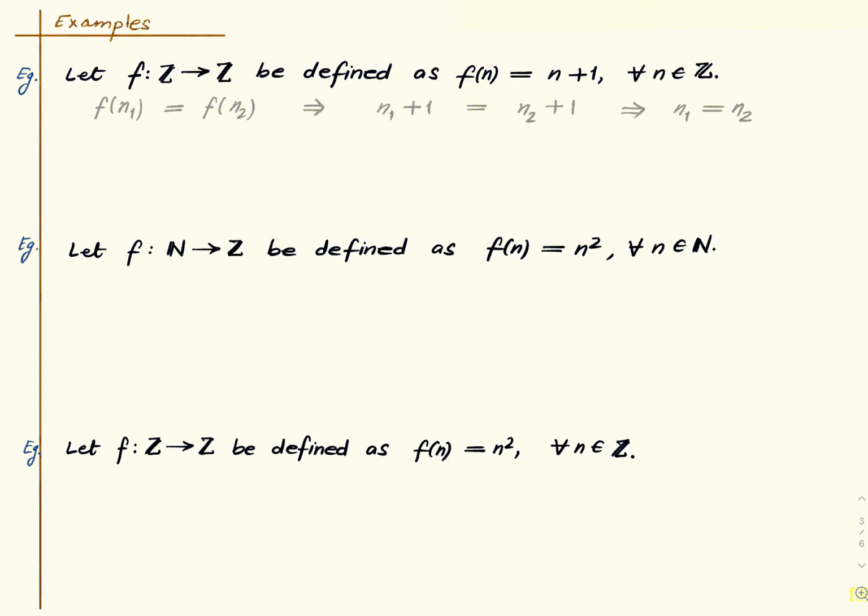The next example is, suppose we have the function from N to Z, naturals to integers, defined in this fashion. Then is it injective? It is indeed injective because suppose f of n1 equals f of n2, then n1 squared equals n2 squared. Therefore, n1 squared minus n2 squared is 0.